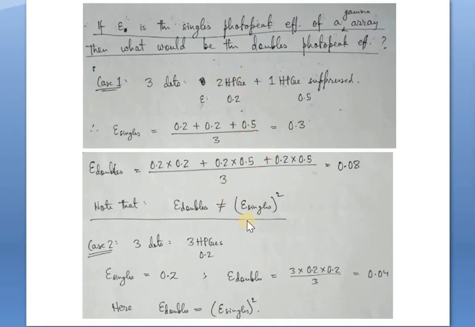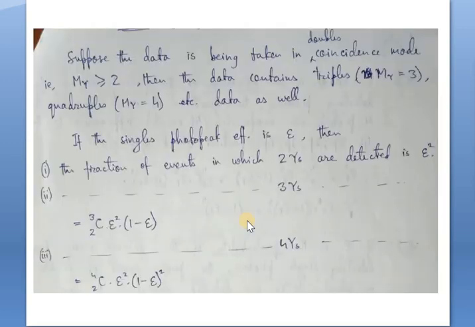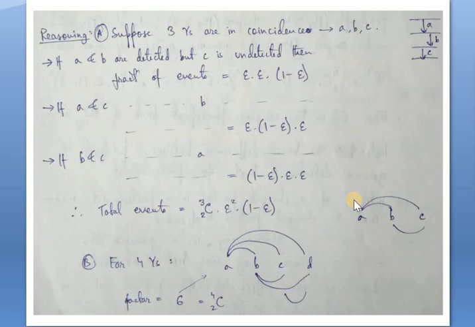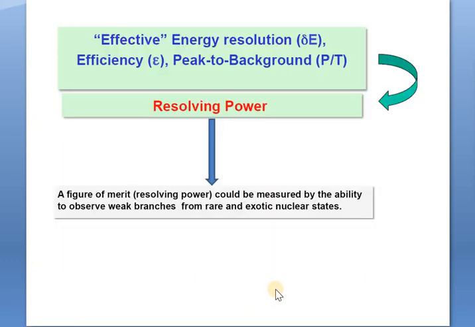And after that, I gave you a very simple example of the singles and doubles efficiency of the array. Through an example, I showed you how to calculate and estimate it. So this was the second thing we talked about. The third one is this: suppose the data is being taken in doubles mode, then what fraction of events of higher folds will be there? We talked about the logic behind it, and lastly we talked about this case. Okay, so no questions till now?